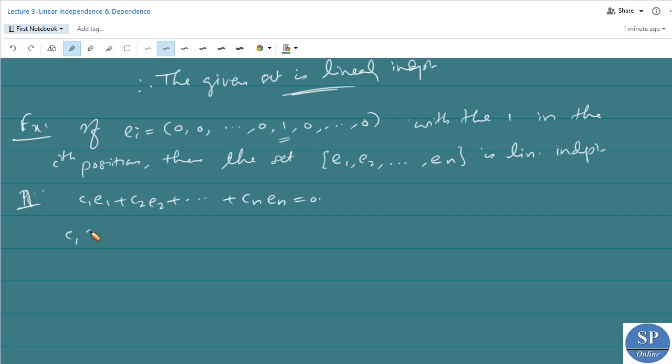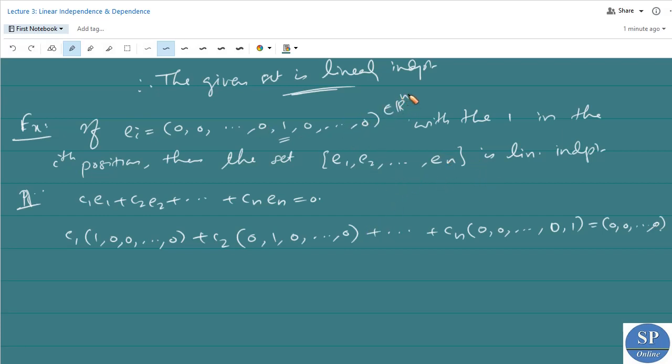That implies c1 into e1, which is (1, 0, 0, etc., 0), plus c2 into e2, which is (0, 1, 0, 0, etc., 0), that is, 1 is in the second position, plus etc. plus cn into en, which is nothing but (0, 0, etc., 0, 1), which is equal to (0, 0, etc., 0). This element belongs to Rn.